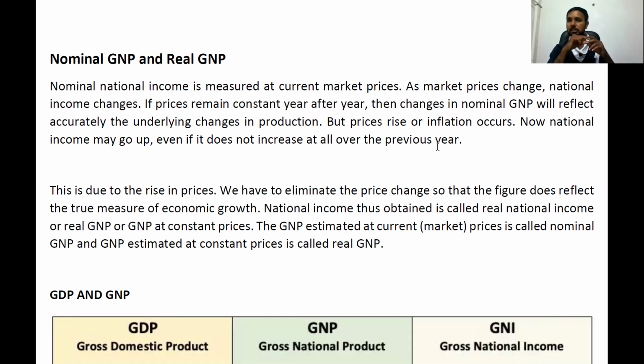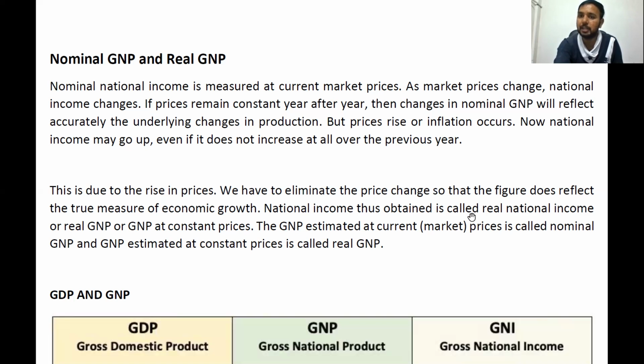But it may be possible that the higher national income we have got from the previous year may be due to an increment in the price of the product. So we also need to focus on whether we have increased our production or not. It must be focused on the increment of the production of goods and services in a year compared to the previous year. This is due to rise in prices. We have to eliminate the price change so that the figure does not reflect the true measure of economic growth.